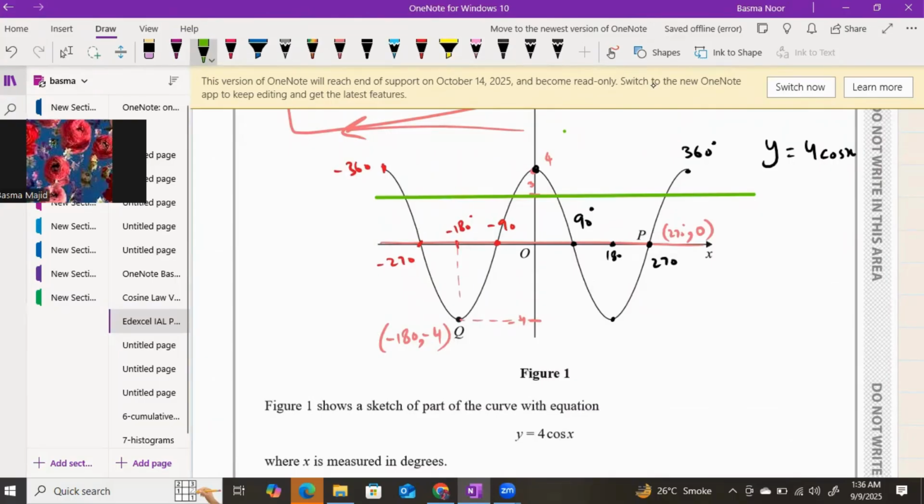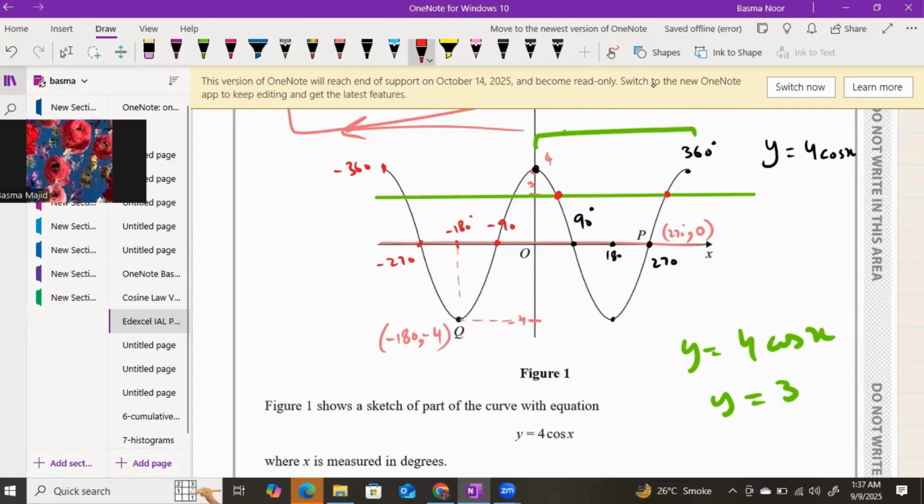Let's see at how many points the line y equals 3 is cutting the curve y equals 4 cos of x. For only one curve, from 0 to 360, it is cutting at 2 points. If you see these 2 points here, 1 and 2.